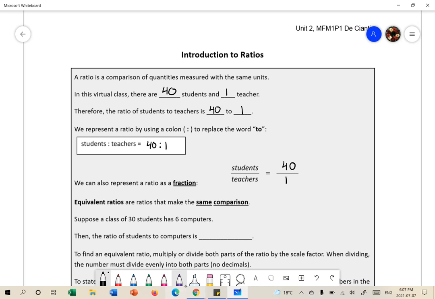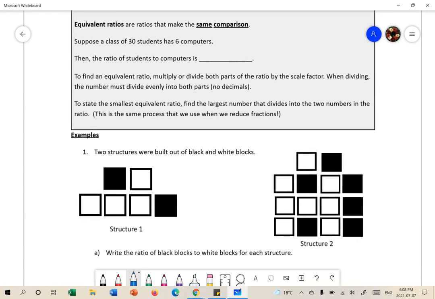So a ratio is written like so, with a colon in between, and we read the colon with the word "to." Or we can write it as a fraction, 40 over 1. Equivalent ratios are ratios that make the same comparison. We learned about equivalent fractions in previous lessons, so equivalent ratios is the same idea. There is a common multiple between the two ratios.